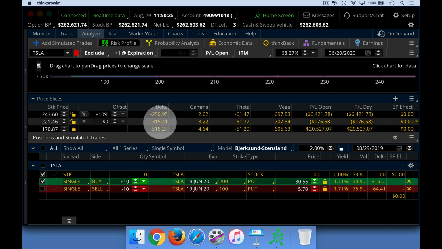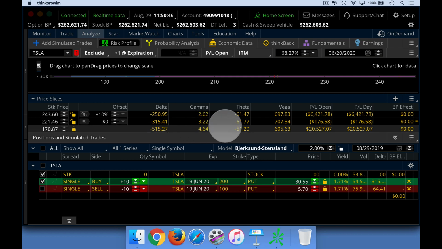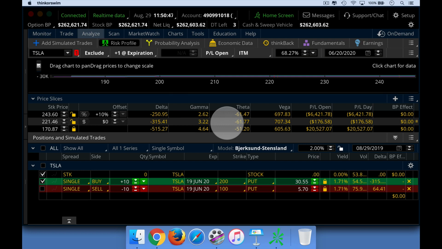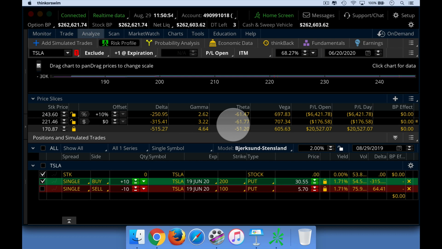Now the delta is obviously negative, as we'd expect, roughly $315. Delta is negative because puts make money when the stock goes down. So for every point that Tesla goes down, you'll make $315 in this case. This is a fairly gamma neutral trade. You can see the gamma is very close to zero for this naked long put. The theta is $61, $62. We're losing that much every single day to time decay, to theta decay.